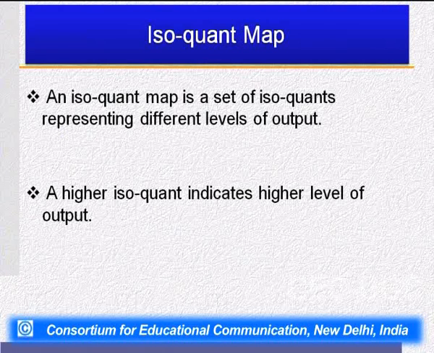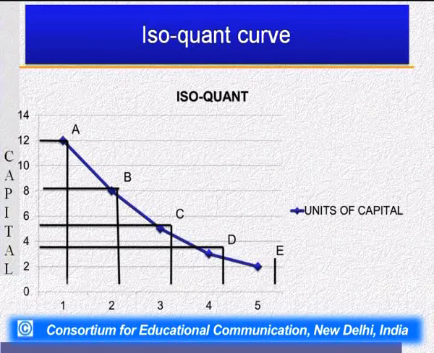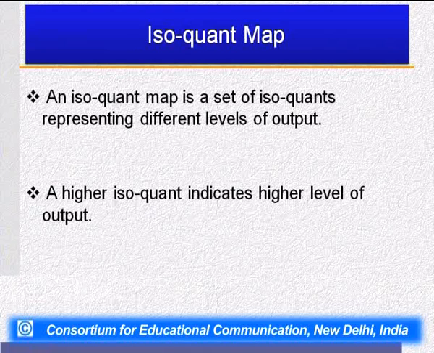Now, the isoquant map, if you recall, is the same as the indifference map. An isoquant map is a set of isoquants representing different levels of output. Till now we were talking about only one curve, which you can denote as IQ1, suppose. Now we are talking about other curves which are represented in a single figure.